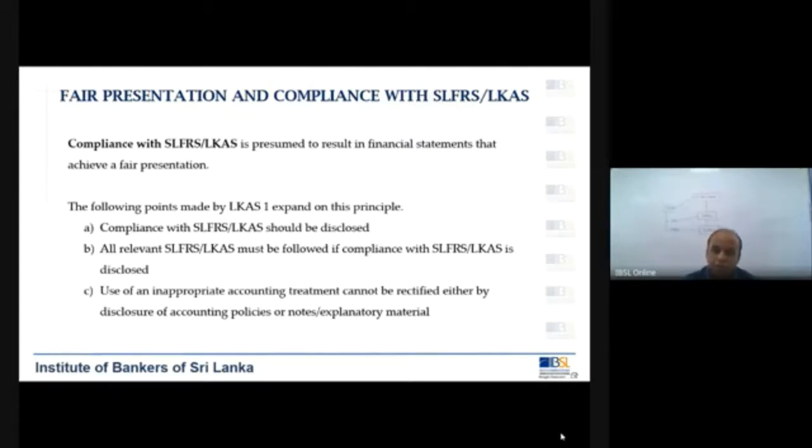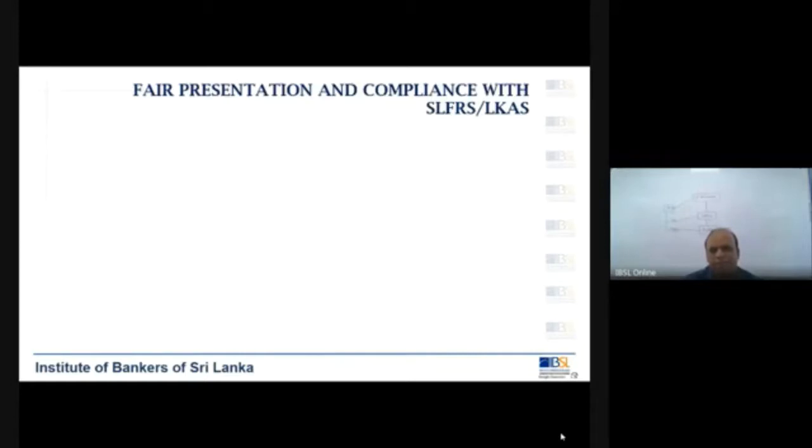So for the reasons for not following it 100%, you can't come and give a reason for it. That is not correct. The accounting standards body or the auditors will not accept it. That is what it means. So LKS 1 is principally talking about you have to comply with SLFRs and LKSs and disclose it, or all relevant SLFR LKSs must be followed if compliance is disclosed, and if you are not using the standard properly, then you can't escape from that by putting a note in your financial statements.